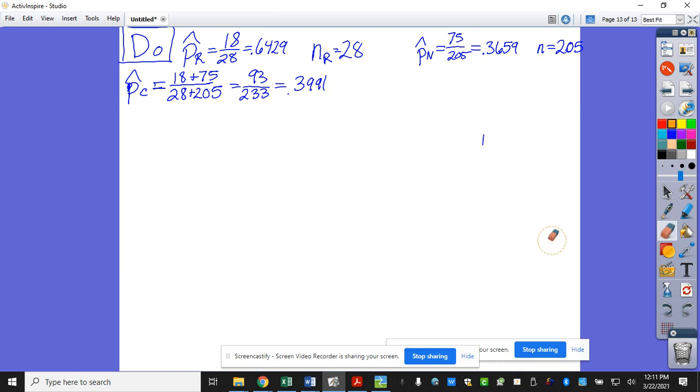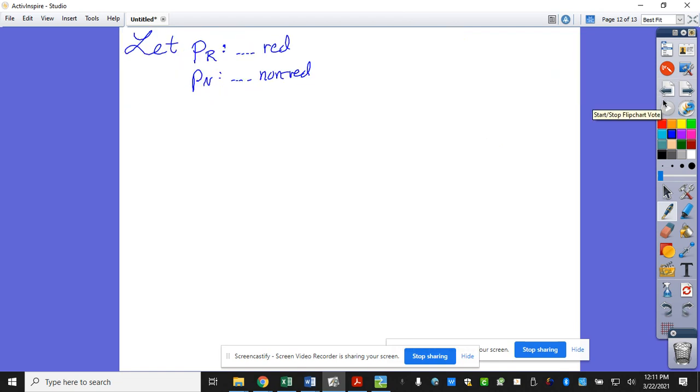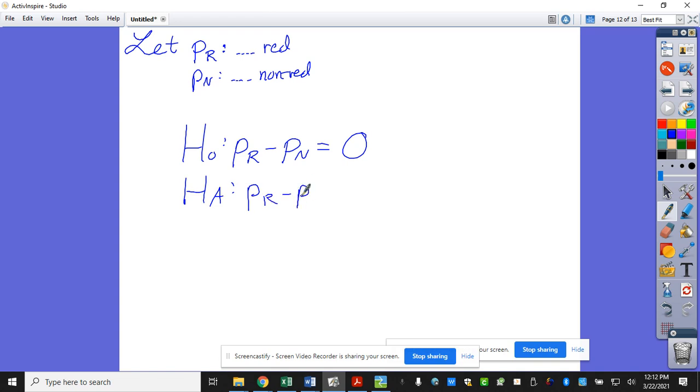What have I not written yet? Alpha, which is what? And then the other thing, which I should have talked about when I did this: one tail or two tail. Is this convincing evidence that people who drive red cars are more likely to drive too fast? So if our null hypothesis were this, which is what I would do because I just keep the order, then my alternative hypothesis would be that PR minus PN what?